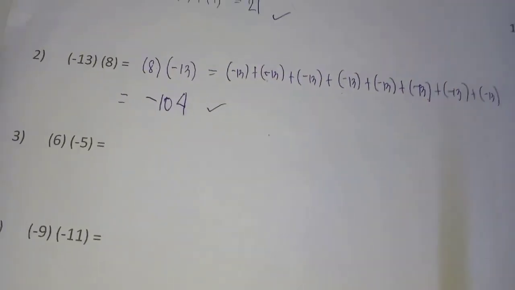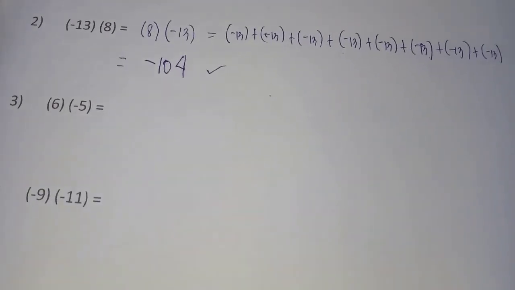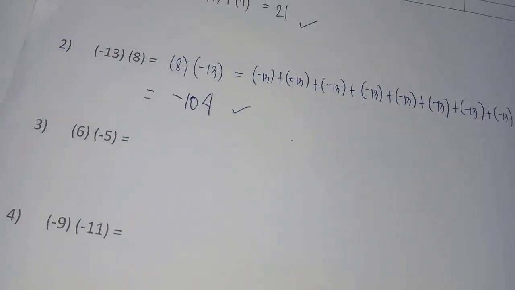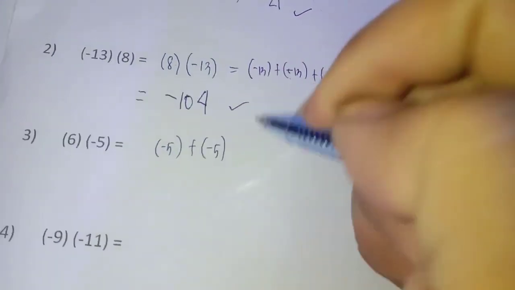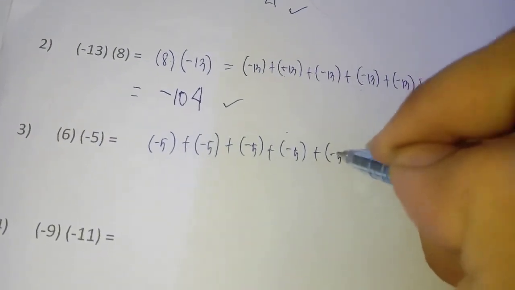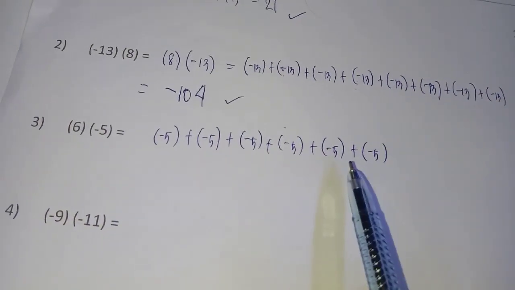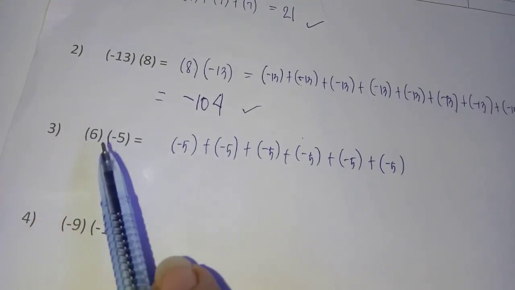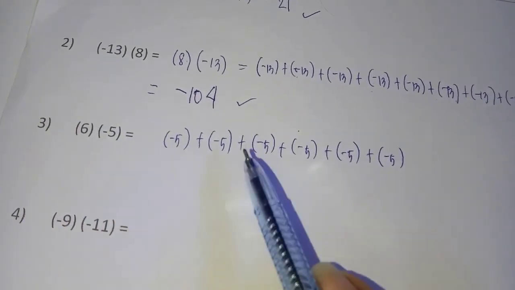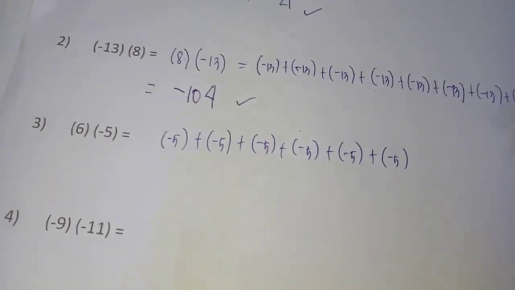Let's proceed to number 3. We have 6 times negative 5. Again, 6 and negative 5. 6 times negative 5 can be rewritten as repeated addition. That is negative 5 plus negative 5 plus negative 5 plus negative 5 plus negative 5 and plus negative 5. So we have 6 negative 5s in total. Okay? So again, 6 times negative 5 is also the same as negative 5 plus negative 5 plus negative 5 plus negative 5 plus negative 5 plus negative 5.